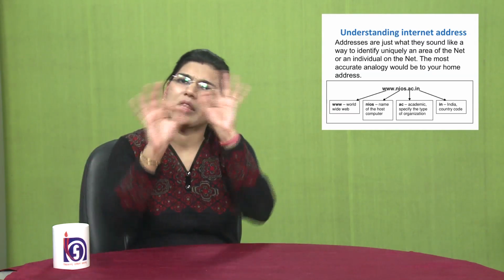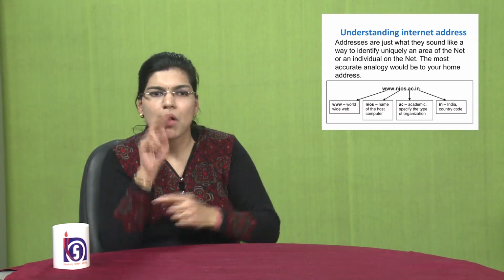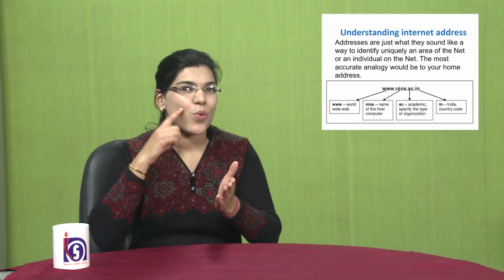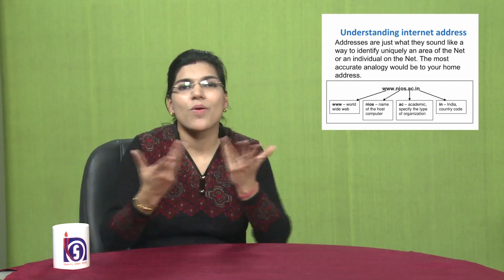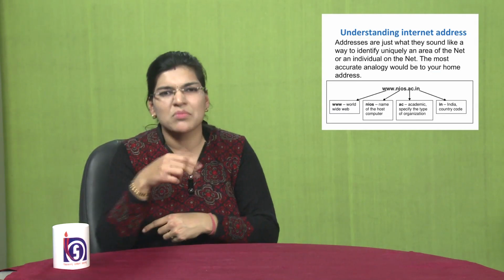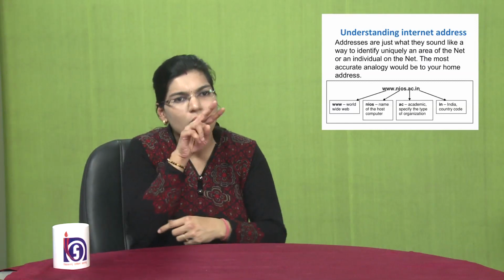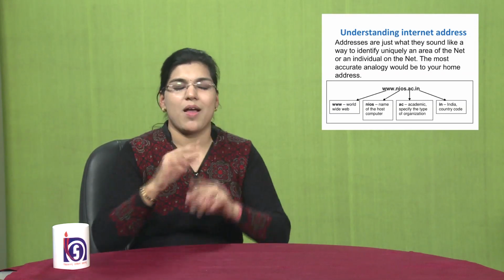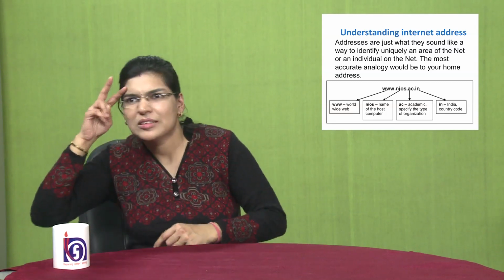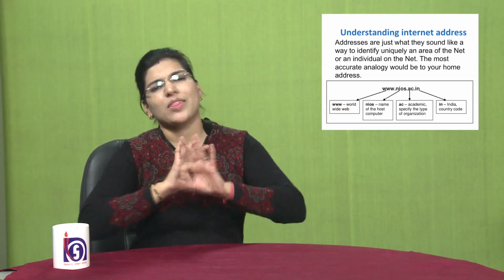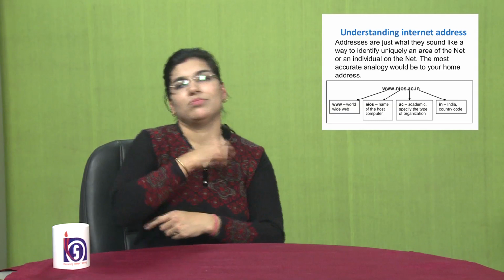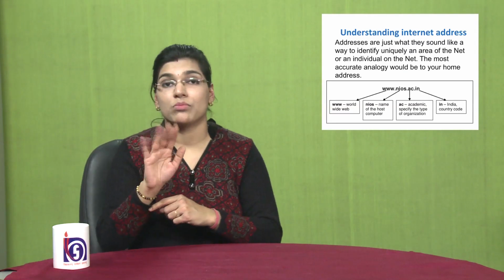So for example, www.nios.ac.in. www is the World Wide Web. NIOS is the name of the host computer. AC is the academic type of organization. And IN is India, that's the country code.